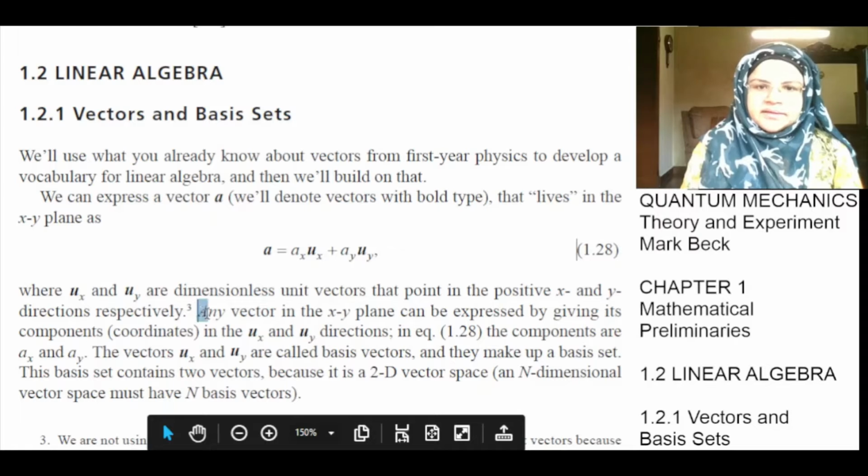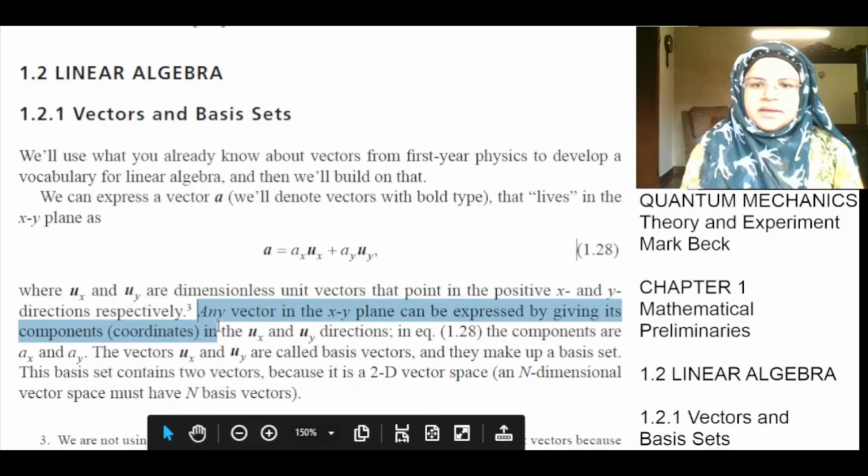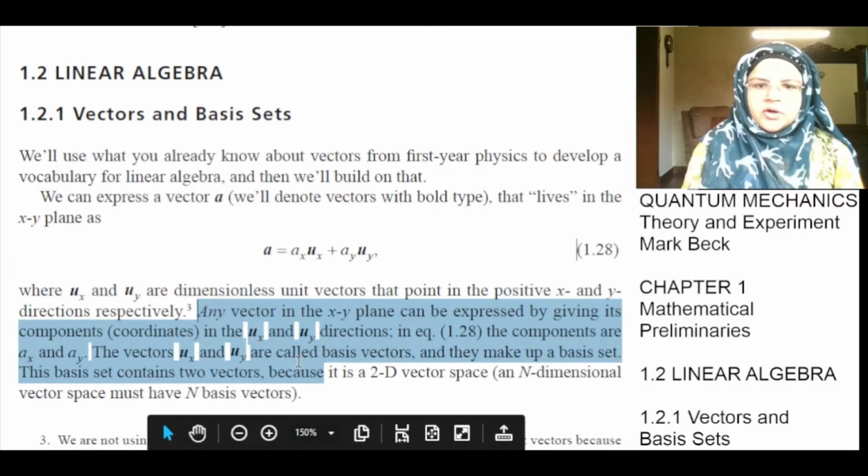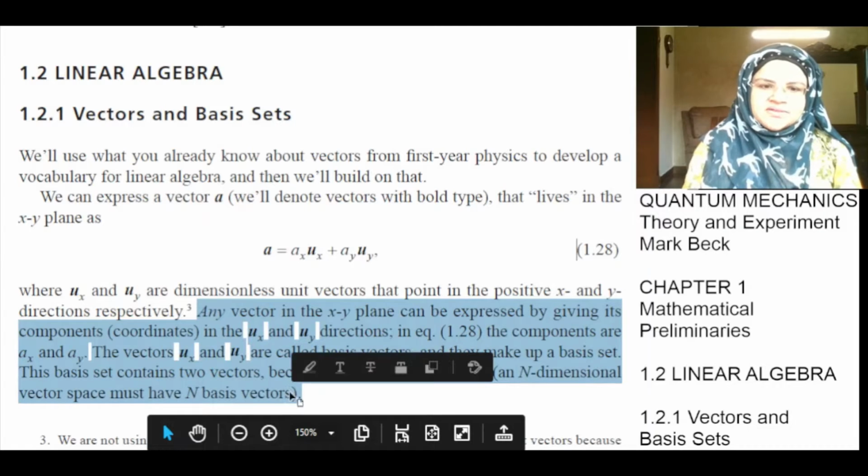Any vector in the xy plane can be expressed by giving its components, or coordinates, in the ux and uy directions. In equation 1.28, the components are ax and ay. The vectors ux and uy are called basis vectors and they make up a basis set. This basis set contains two vectors because it is a 2D vector space. An n-dimensional vector space must have n basis vectors.